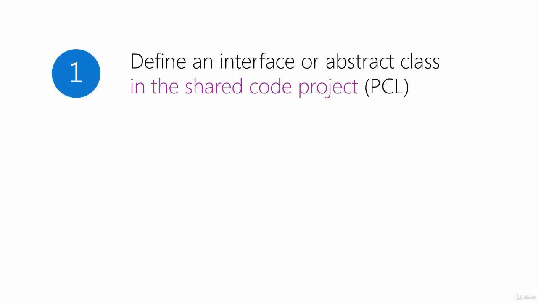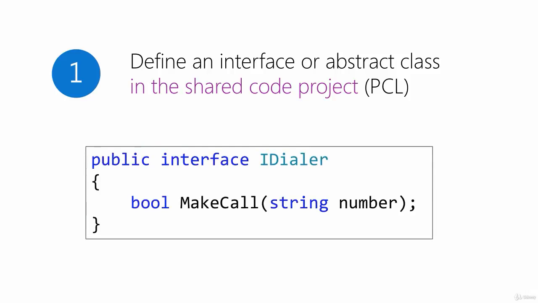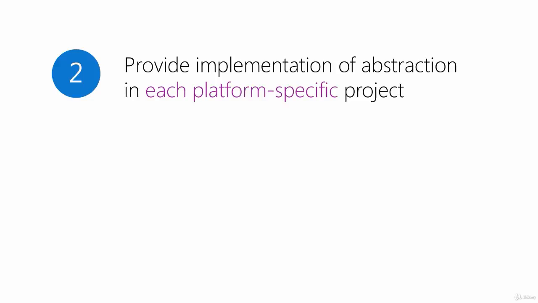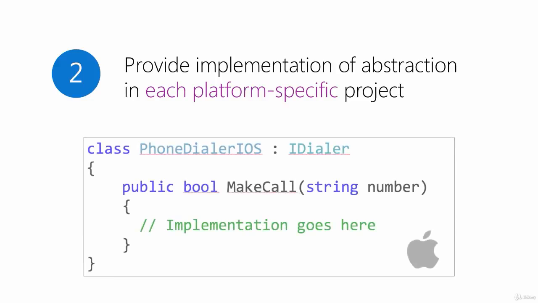The first step is to define our abstraction, the IDialer interface in this case. Again, this must be in our shared code since all parties need to know about this class or interface. Next, we will implement the abstraction in each of our platform-specific projects. Here, we define it for iOS, but we would also want an implementation in the Android and Windows Phone projects. Notice that it does not need to be public. External users won't know about the class directly. They will only reference it by the abstraction.